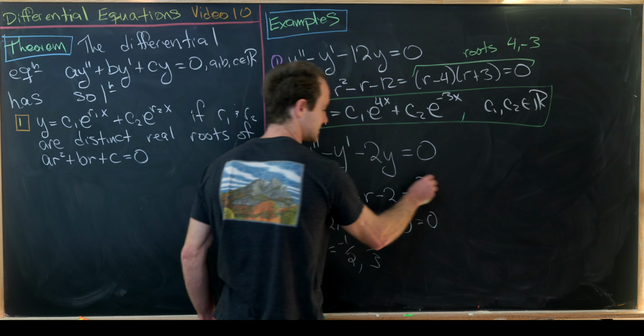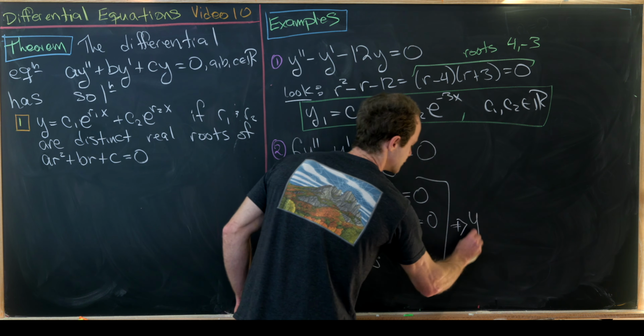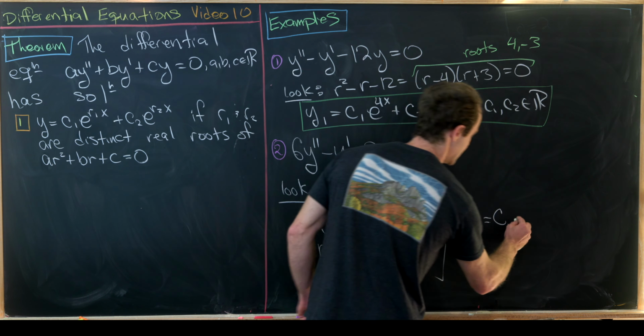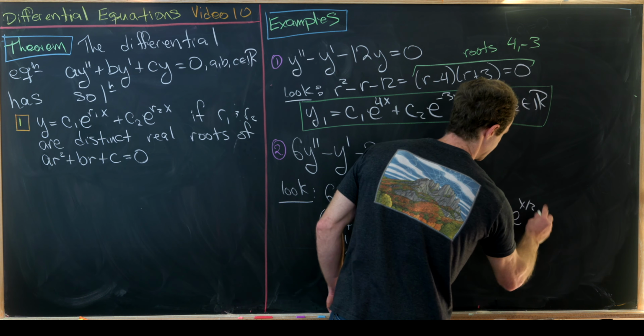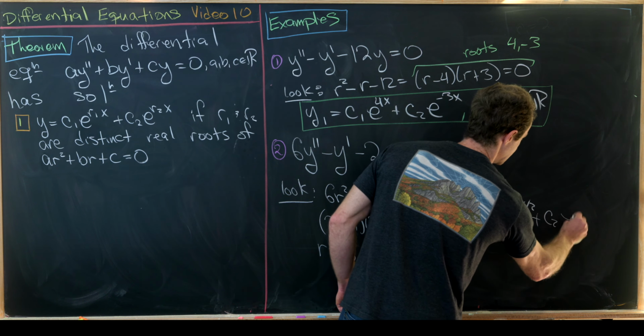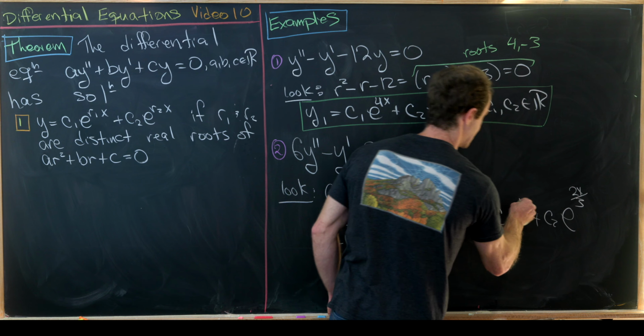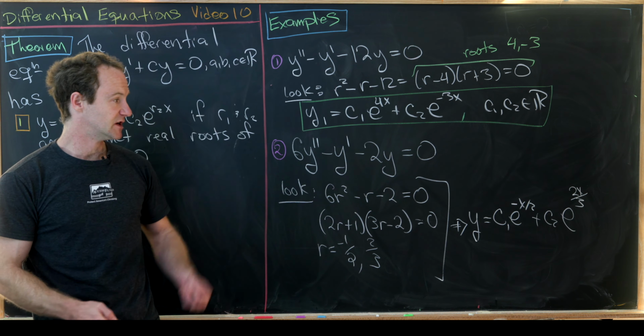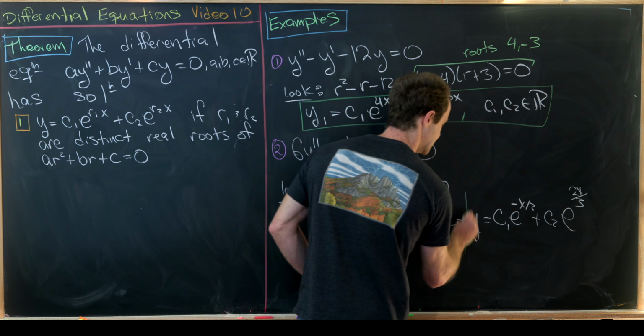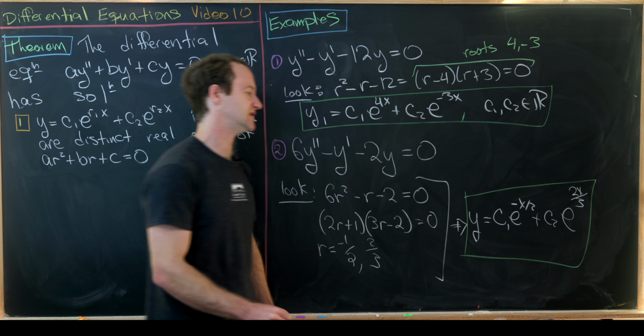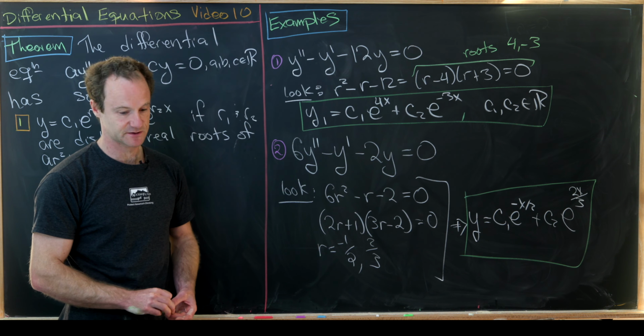So that tells us we have a general solution of y equals c1 e to the negative x over 2 plus c2 e to the 2x over 3. So that's our general solution in this case, where again, c1 and c2 are arbitrary constants.